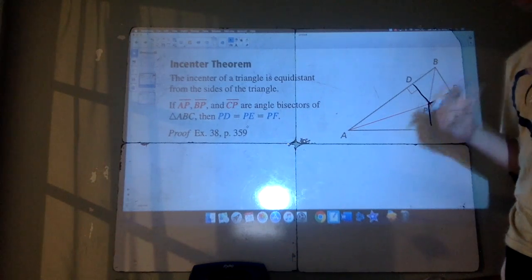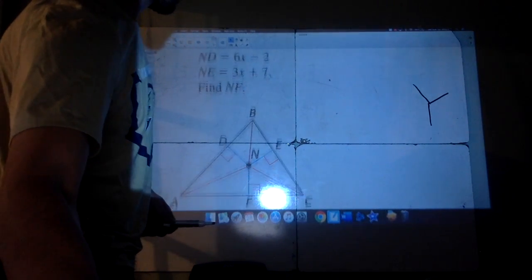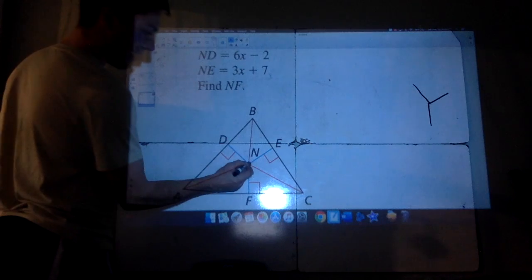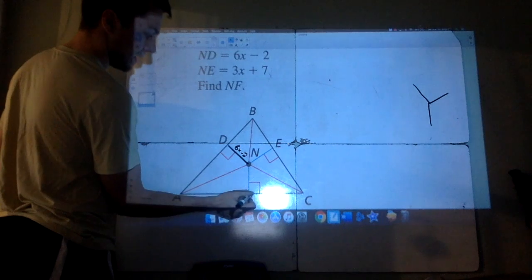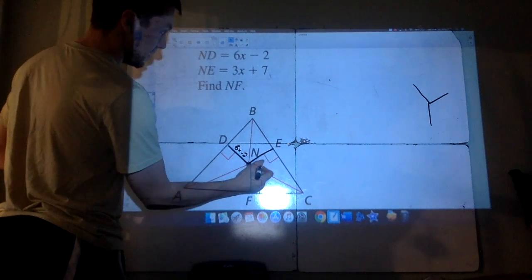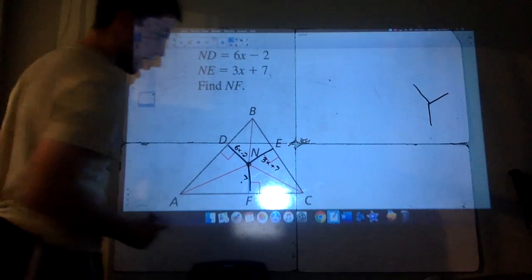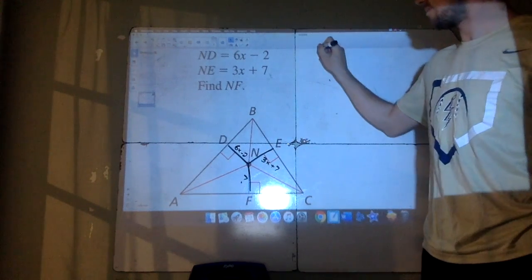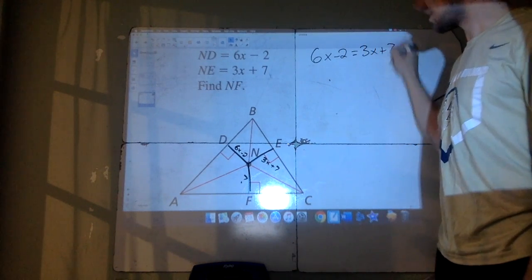So a way we would use that is in a problem like this. It says ND equals 6x minus 2, NE equals 3x plus 7. So find NF. Since we know these are the same from the incenter theorem, we can say 6x minus 2 equals 3x plus 7.